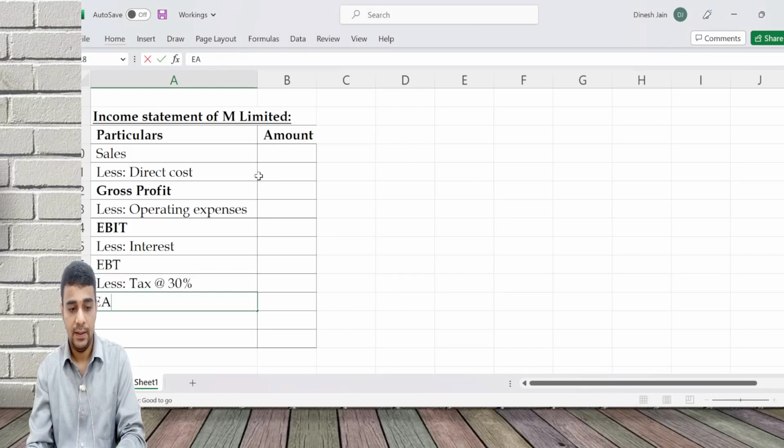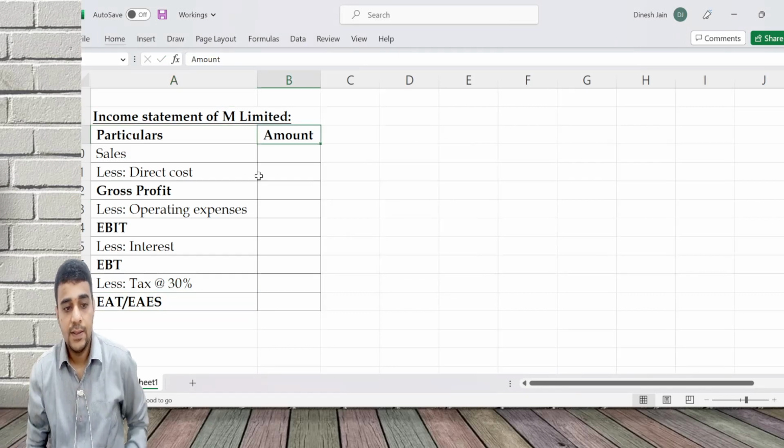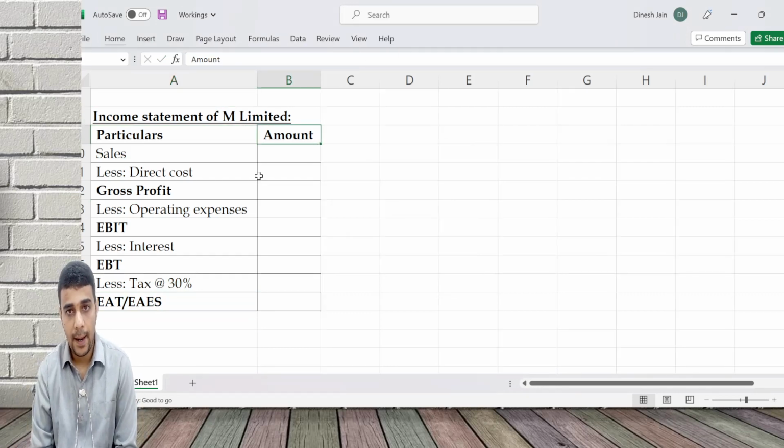EAT or EAES. There is no preference dividend. This is the format. Sales less direct cost, gross profit less operating expenses, EBIT less interest, EBT less tax, EAT slash EAES.